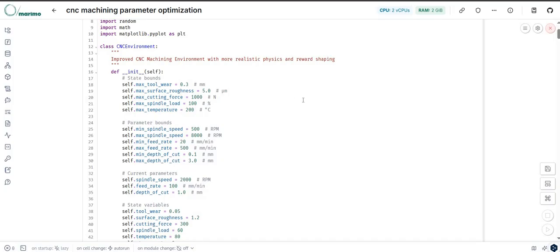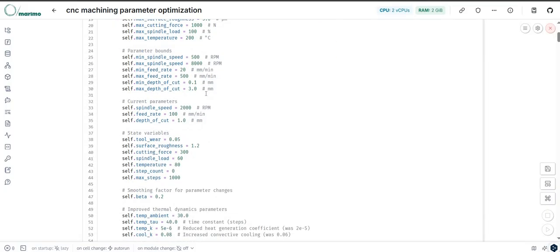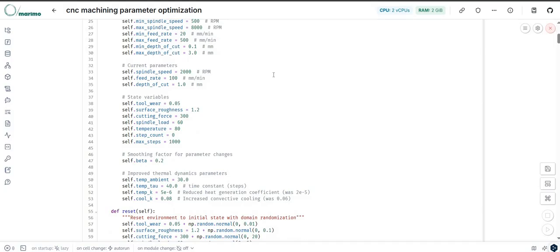Then right after that we see the bounds for the controllable parameters. Spindle speed can vary between 500 and 8000 revolutions per minute. The feed rate is allowed between 20 and 500 millimeters per minute, and the depth of cut can move between 0.1 and 3 millimeters. And what we are doing here is simply telling the environment what is physically possible and what is not.